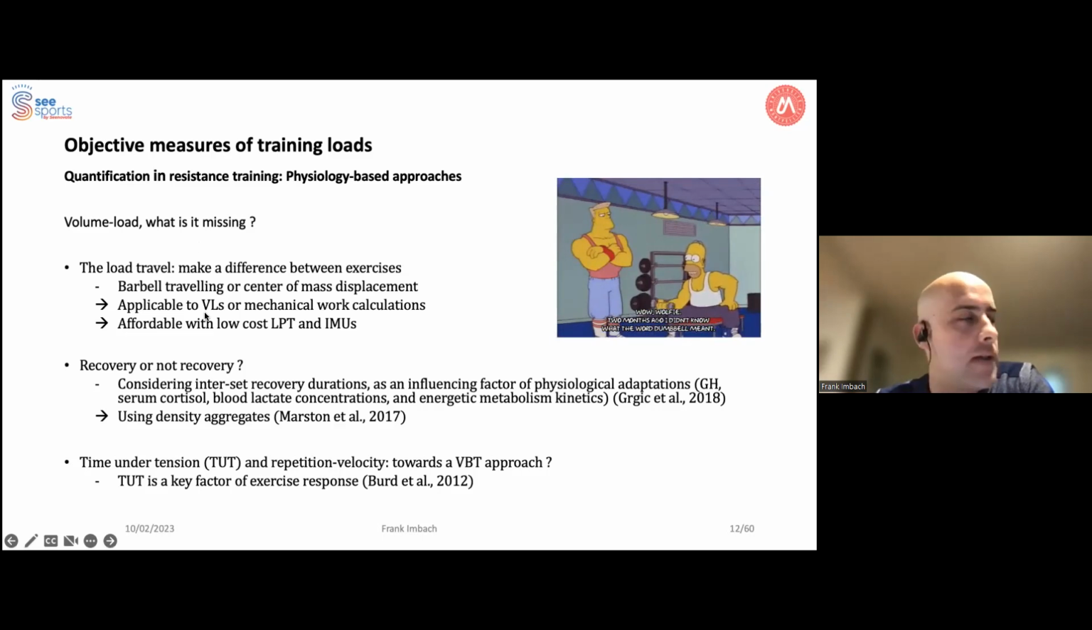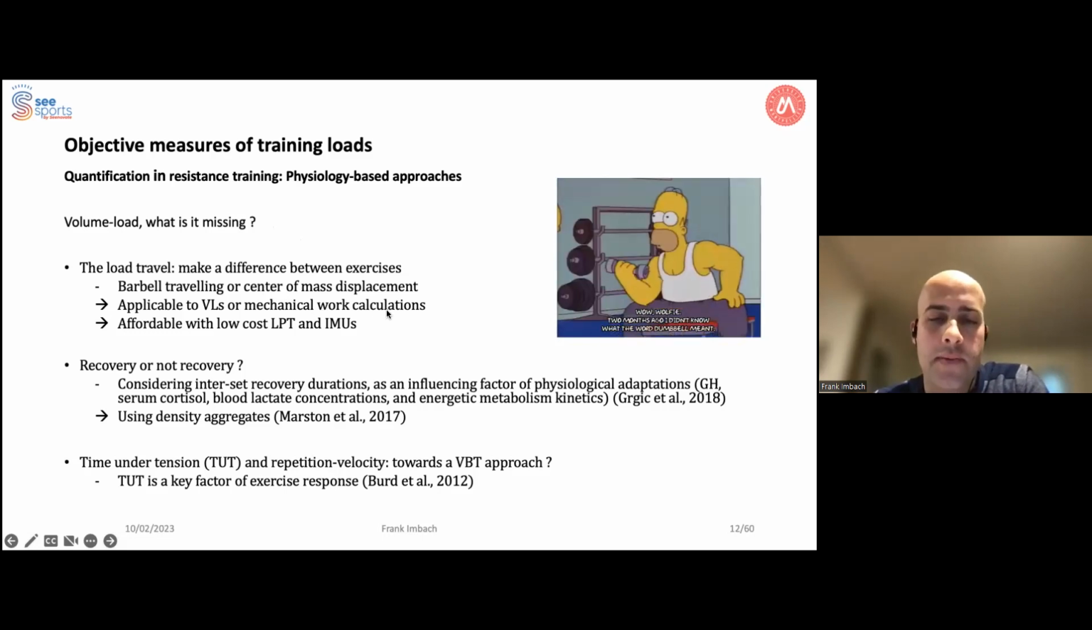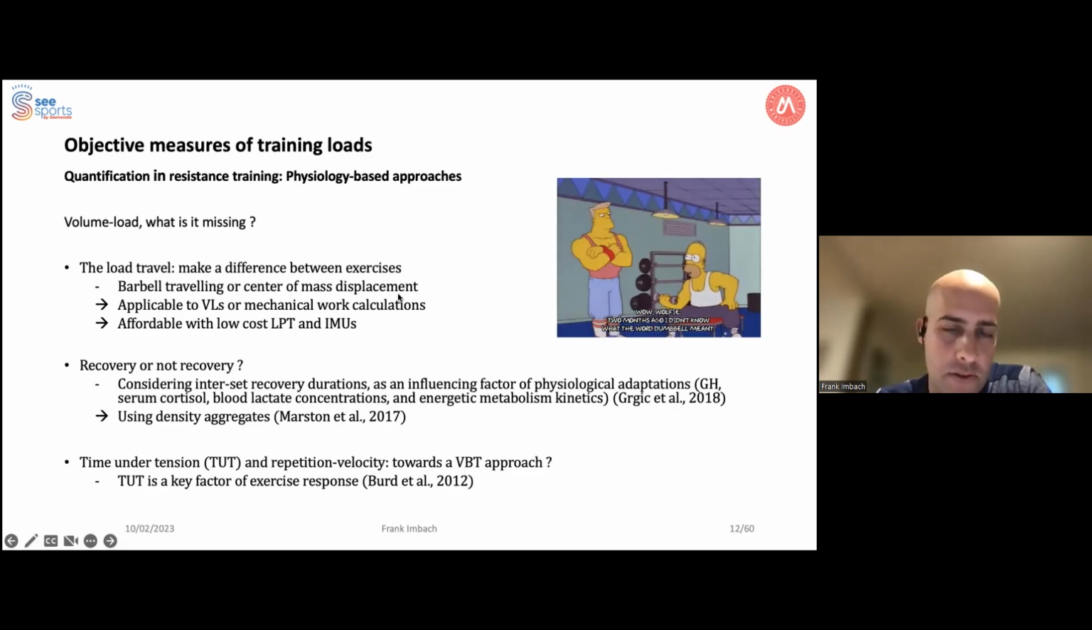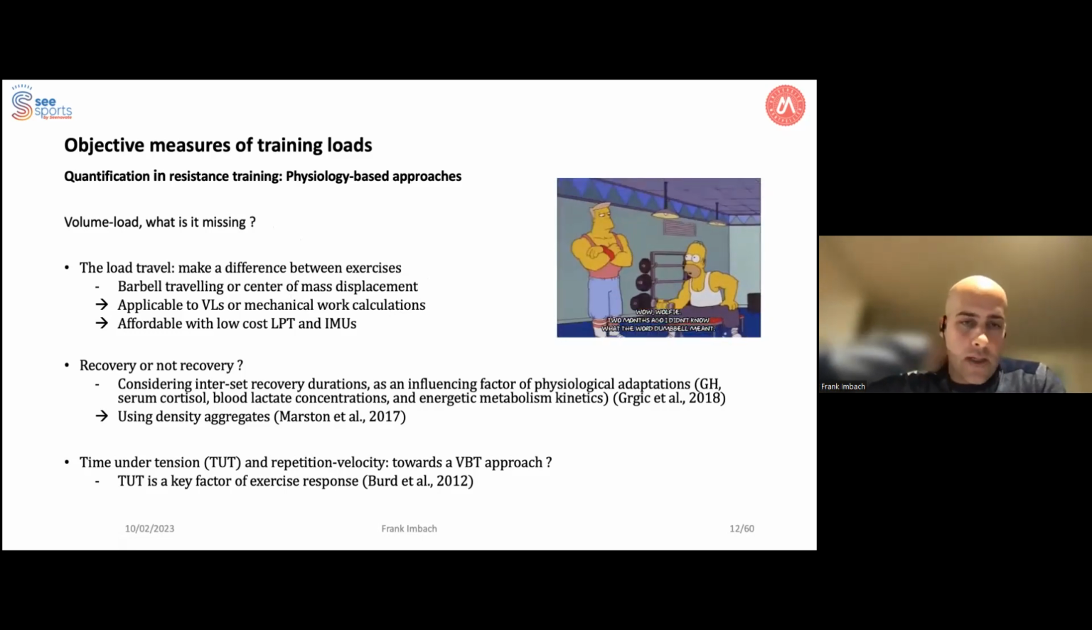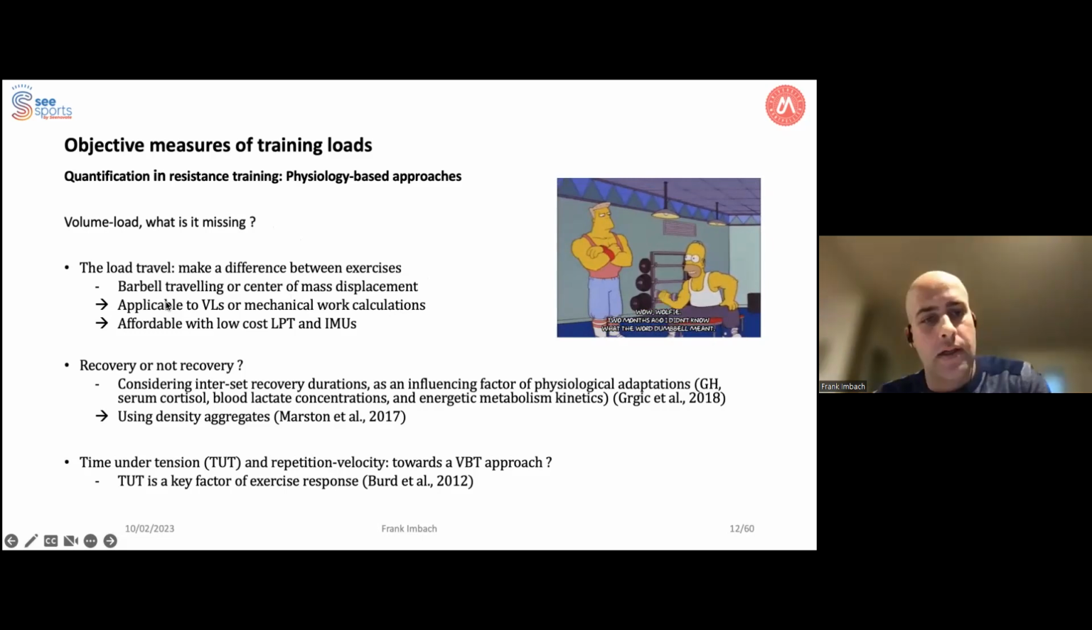Also, it doesn't take into account the recovery, the inter-set recovery durations, since it's still an influencing factor of physiological adaptations. We have some literature on this and some studies on hormonal parameters such as growth hormone, cortisol and lactate, and so on. But Marston, 6 years ago, proposed a density aggregate. So it tackled this issue easily, but it's still to be studied.